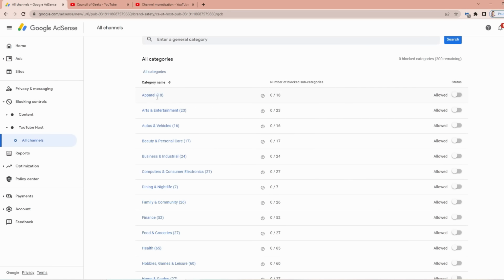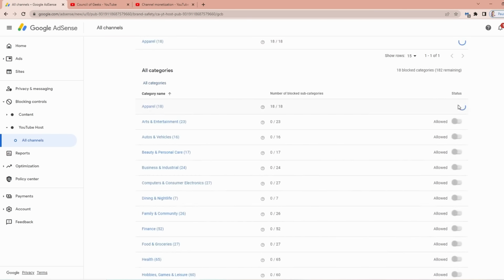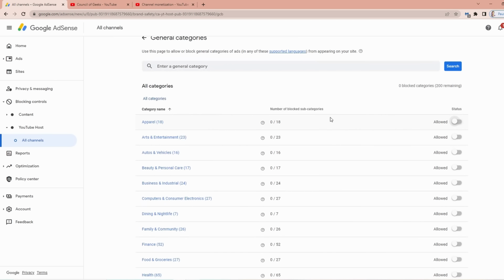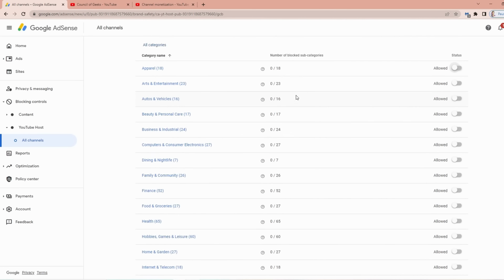So you'll notice in the broad category of, say, apparel, there are 18 different subcategories. You cannot block a specific subcategory, but you can block or allow the entire category. Now, this is the first thing. I knew about this feature, and I had certain things blocked, actually in the sensitive categories. I'll show you that in a minute.